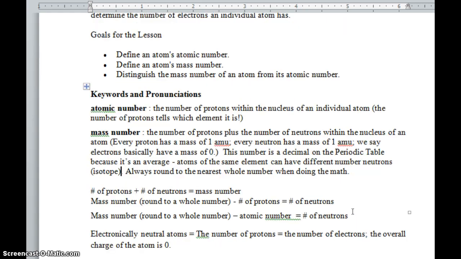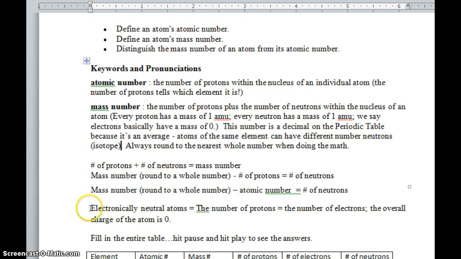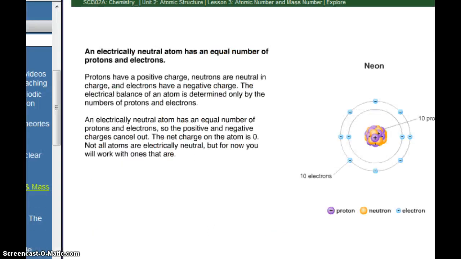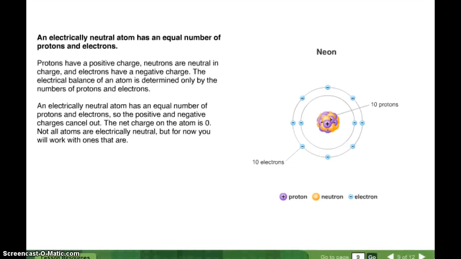That's important. And then the other term we're going to add is electronically neutral atoms. The number of protons equals the number of electrons. The overall charge of the atom is 0. All right, so let's read some more about that.